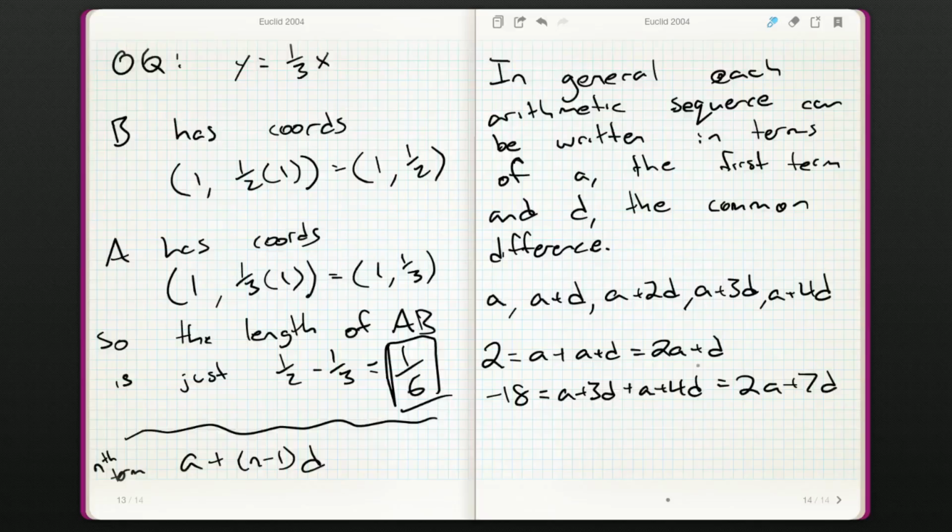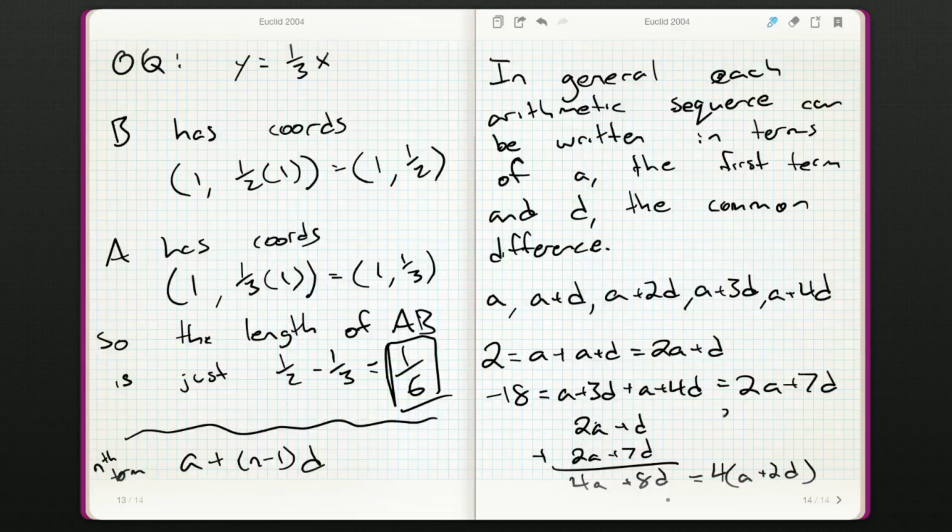So, well, you actually can, if you want to, work out what A and D are, and I'll do that in a moment, because I imagine some people out there will have done that. But if just for a moment we take a look at these, 2A plus D, 2A plus 7D, if I add those up, I'll get 4A plus 8D, but that's 4 times A plus 2D. Well, this is 2 plus negative 18, so that's negative 16. And if I divide that by 4 and get negative 4, that will be A plus 2D.